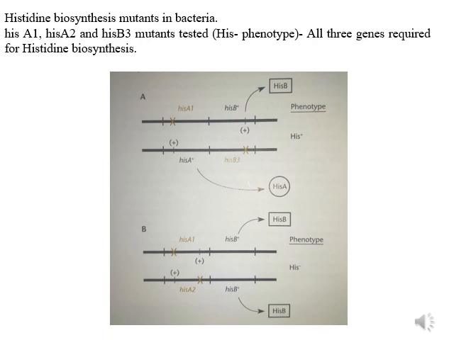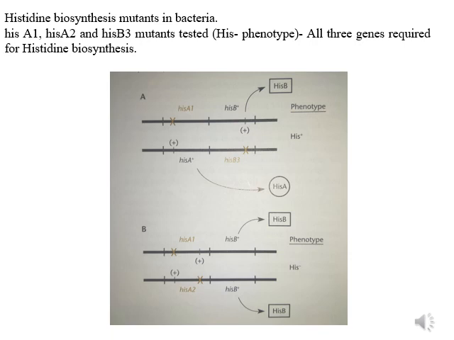Now consider the second case, where hisA1 is mutated, hisA2 is also mutated, but hisB is still of the wild type. So when A1 and A2 both are mutated, what is happening? The hisA product is not formed, but the hisB product is formed.